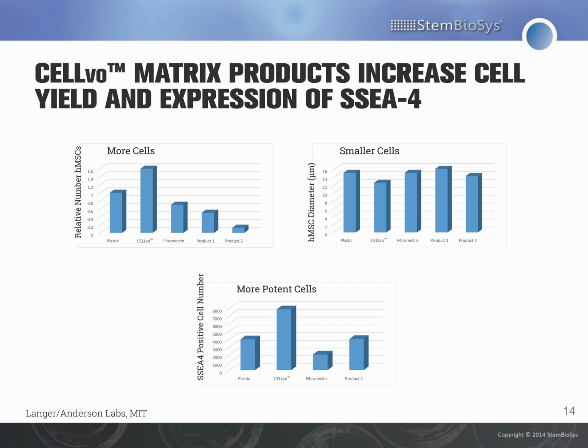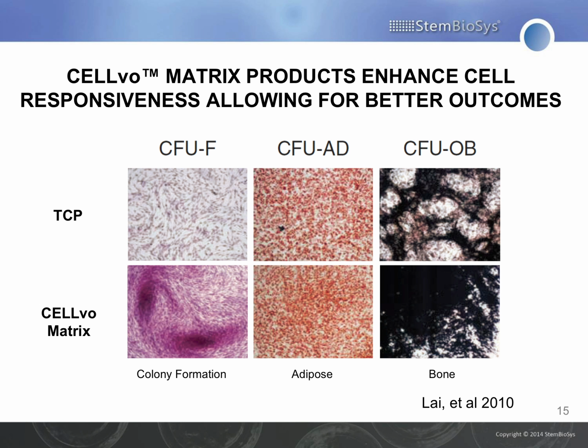And then one of the markers that we've keyed in on, essentially from the onset, our scientific founder had an interest and was always looking at stage-specific embryonic antigen 4, or SSEA4. And it's actually part of our QA/QC criteria when we build each lot of this material as we look at SSEA4 expression. I want to see a significant increase in the number of cells that are expressing this potency marker. This is an index of, again, a potency of those cells. Again, the comparison to tissue culture treated plastic in the CELLVO matrix.